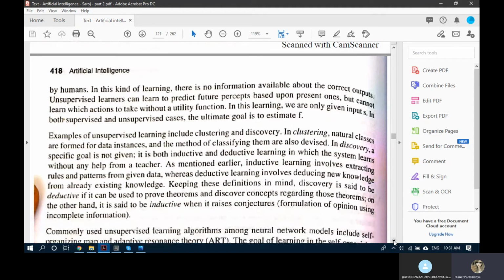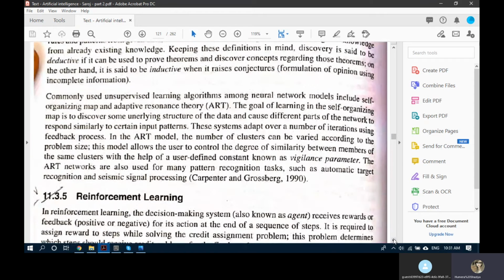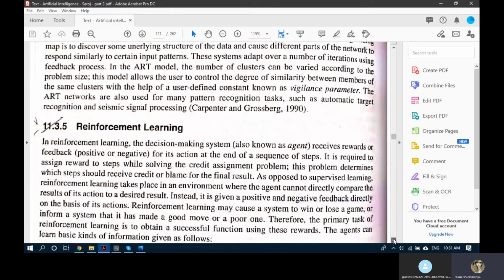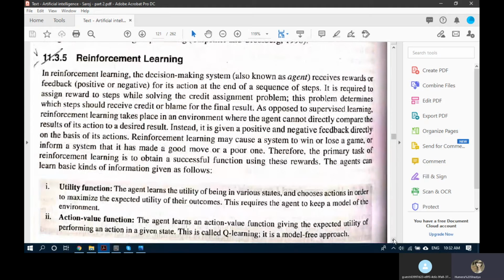Clustering is one such technique in which you create the groups. It depends on what criteria is chosen by the algorithm, and it gives out the clusters.